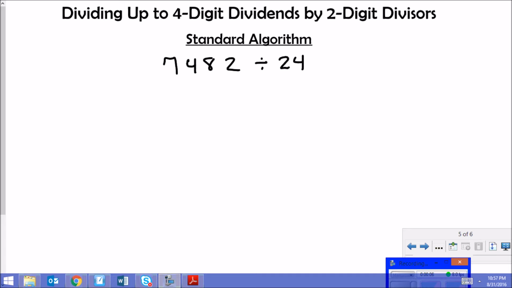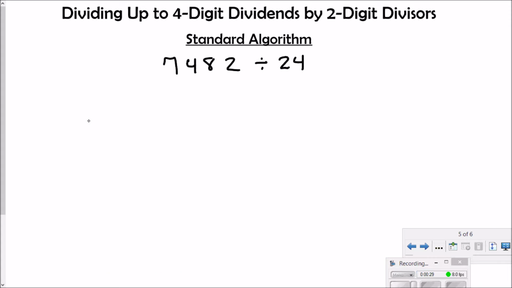I'm Gary Deloach. In this video, we will be dividing up to 4-digit dividends by 2-digit divisors. The first problem we're going to work out is 7,482 divided by 24. In this particular example, we're going to use the standard algorithm. The next example, we'll use the partial quotients method, which is also known as the Big 7 method.